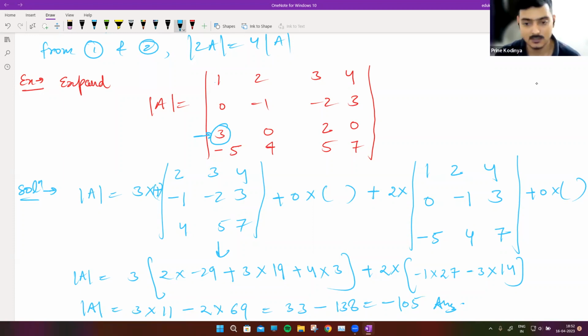But the procedure remains the same. If I'm going to solve a 5 cross 5 determinant, then I will also have to go along the same way. The only difference would be that it would be 4 cross 4 determinants, so I'll have to compute a lot. Right.